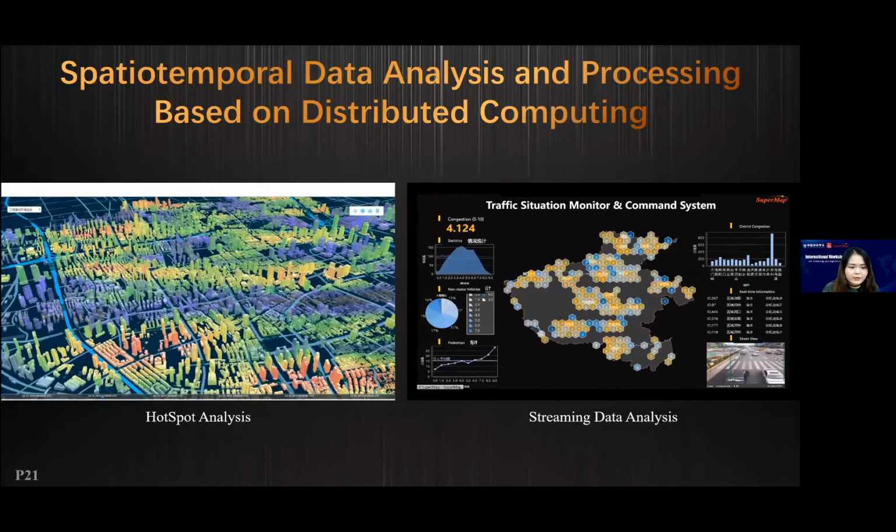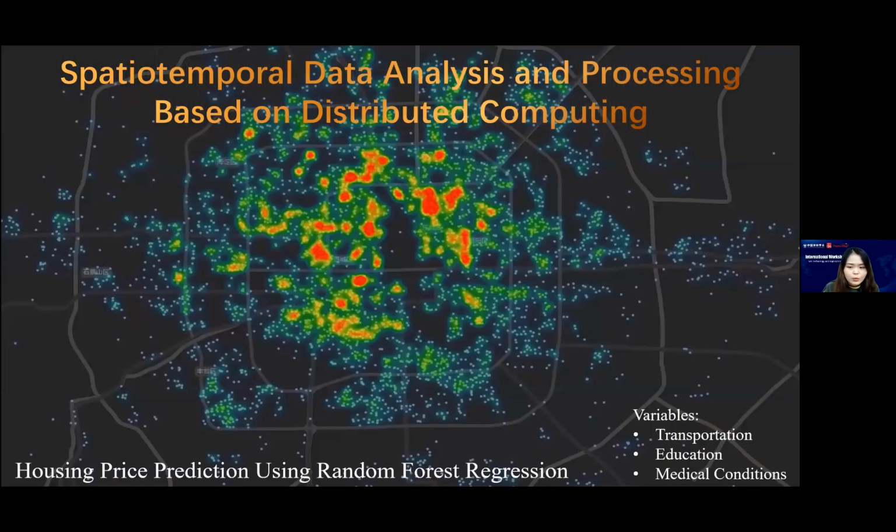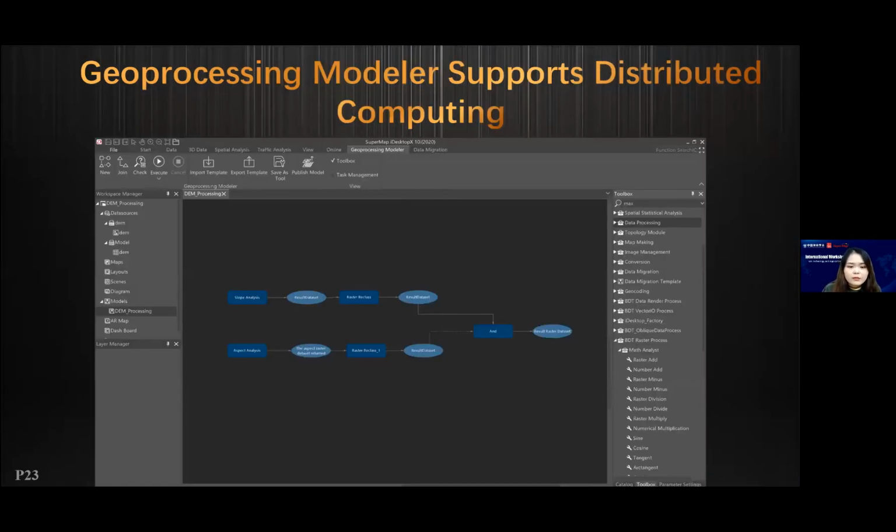With AI algorithms, we could predict housing prices with variables like transportation, education, medical conditions, and so on, to help us do housing research or make investment decisions. And recently, distributed computing is also supported by the geoprocessing modeler. In this geoprocessing modeler, we could build a very complex model to do any spatial analysis, and with distributed computing, the working efficiency will be very fast.